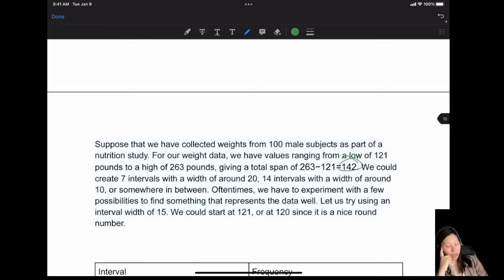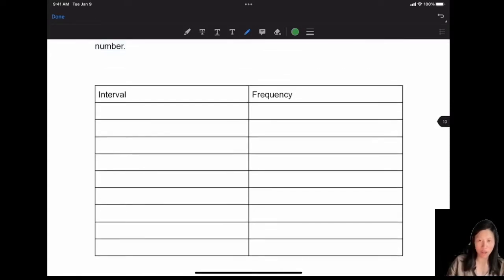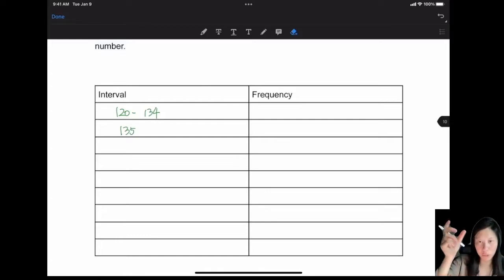So let's try intervals with a width of 15. We could start at 121 or 120. I'm starting with 120 because that's an easier and nicer number to work with. So here is the data, I'm going to fill it in. I think I forgot to write down the data. So for each interval, the difference would be 15.